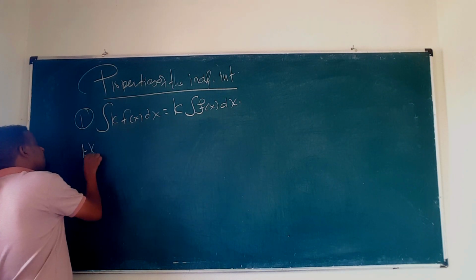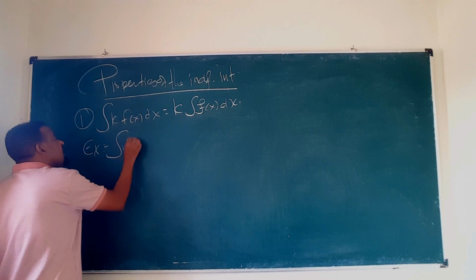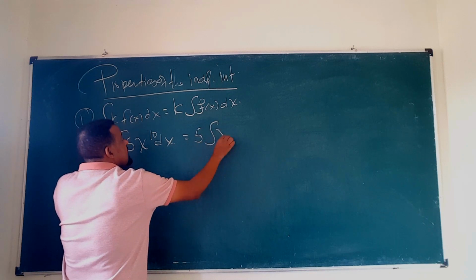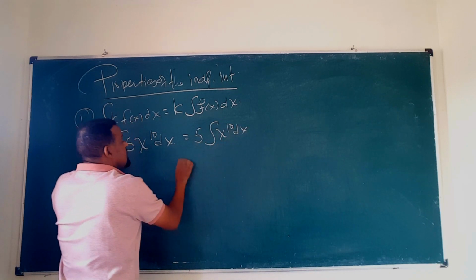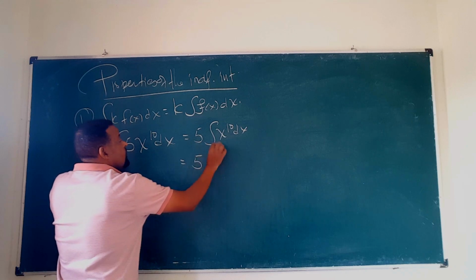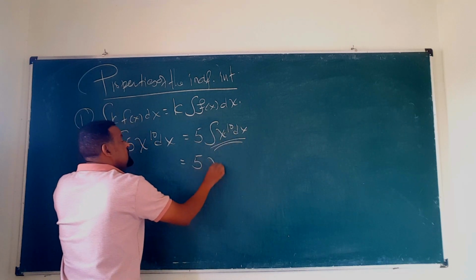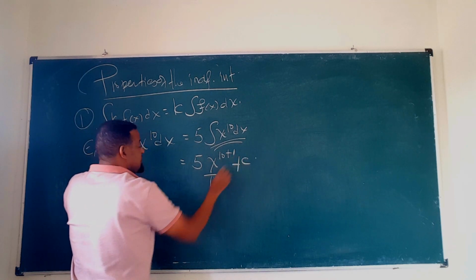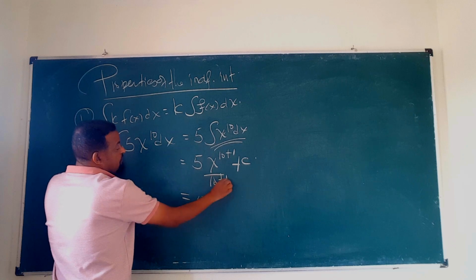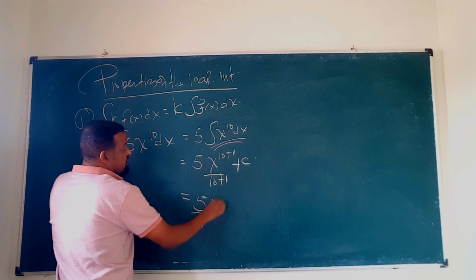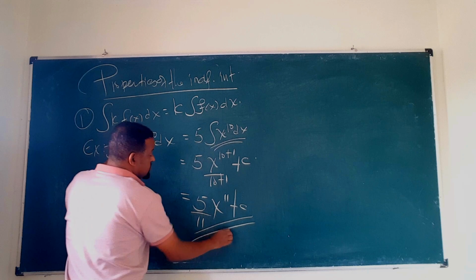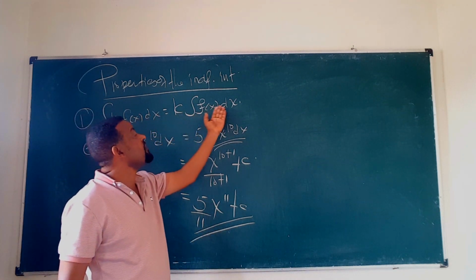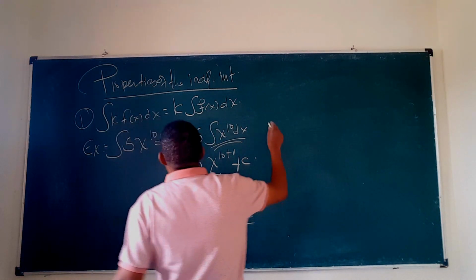For example, say the integral of 5 times x the power of 10 dx, if you are asked, will be 5 times the integral of x the power of 10 dx. So which is 5 times, what is the integral of x the power of 10? Which is x the power of 10 plus 1 over 10 plus 1 plus c. So 10 plus 1 is of course 11, so it is 5 over 11 x the power of 11 plus c. So the integral of k times f of x dx is k times the integral of f of x dx. A constant doesn't affect the given integral.